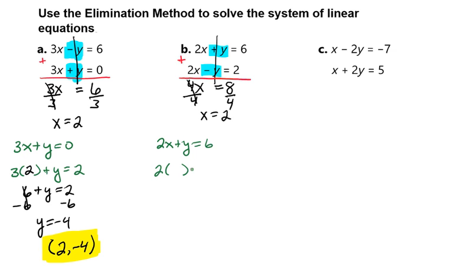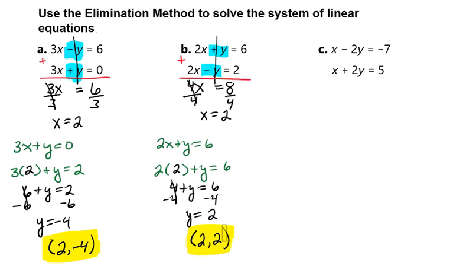So I'm going to remove my x and plug in the 2 that I got as its answer. So now I have 4 plus y equals 6. I'll subtract 4 from both sides to get the y by itself, and I have y equals 2. So I have a solution of 2 comma 2. Again, you should always check your solutions. I already have, and yes, this is a solution.